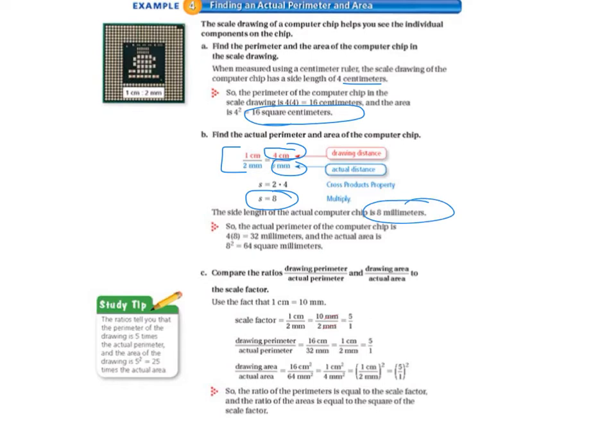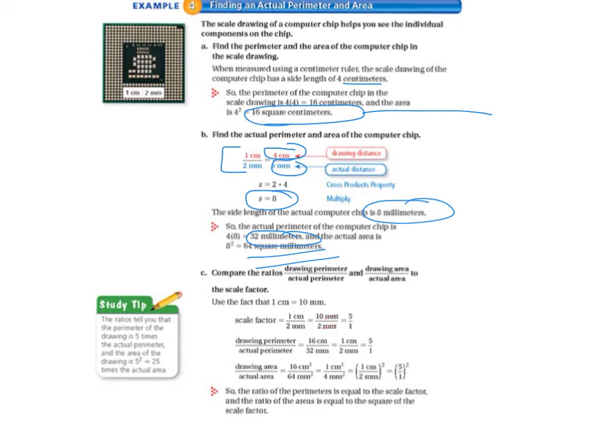So the actual perimeter of the computer chip is 4 times 8, which is 32 millimeters, and the actual area is 8 squared, which is 64 square millimeters. What you cannot do here is take the 16 square centimeters and multiply it by 2 to get your square millimeters, because 16 times 2 obviously is not 64. So you have to get your side length in millimeters, and then square it.